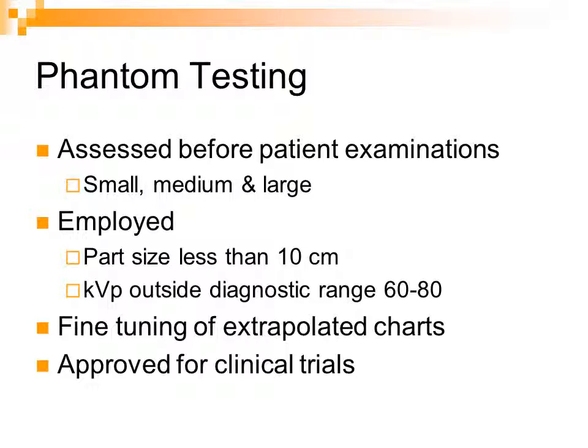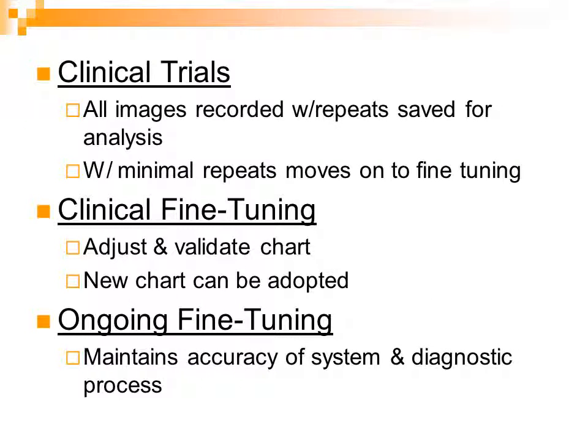Approved for clinical trials. And you have a table on 32-3 that gives an example of a fixed kVp technique chart, as well as a table on 32-2, and that just shows you common optimal kVp ranges for body regions. So this is kind of the simplified version since it hasn't changed very much from before. So clinical trials, all images recorded with repeats saved for analysis. With minimal repeats, it moves on to fine-tuning. Fine-tuning, we adjust and validate the chart. The new chart can now be adopted. And then fine-tuning maintains accuracy of the system and diagnostic process.